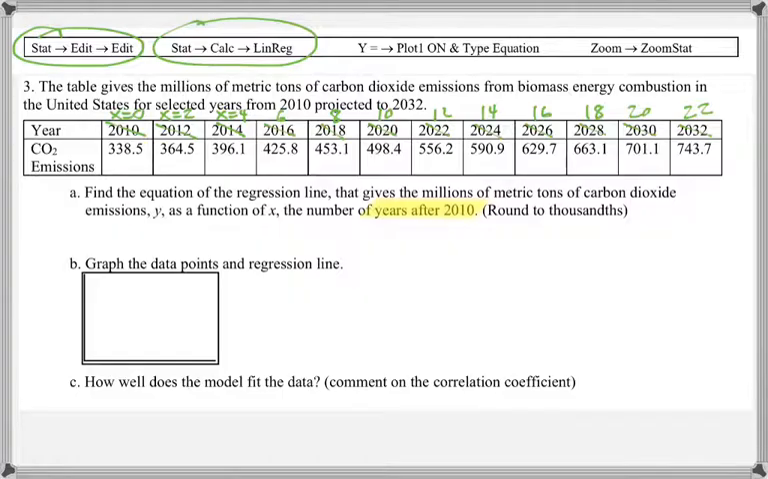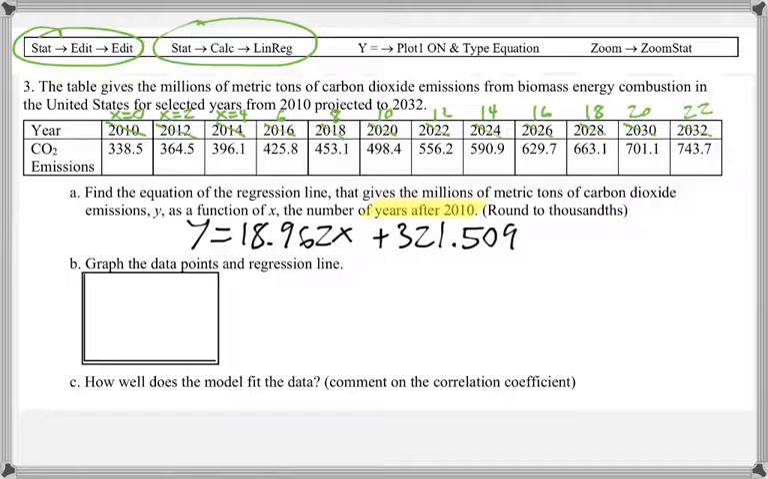So if I go back and write this out, then that's going to be y is equal to 18.962x plus 321.509. So that is our regression line.